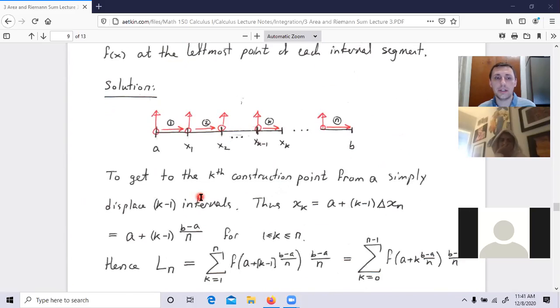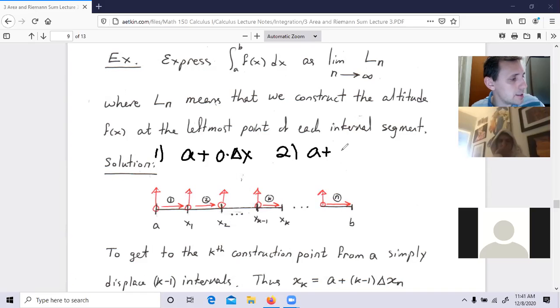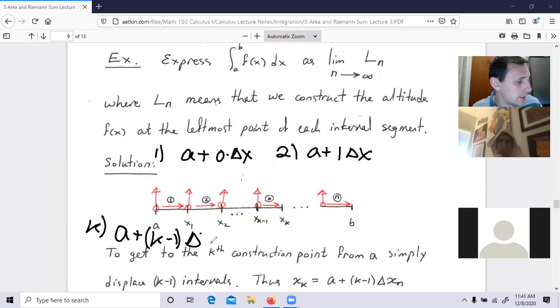I might do it one way or another. Here is one way to do it. It means I can say that the k-th interval, right? I might select the first interval, and I'm using A. So for the first interval, it's A plus zero times delta x. The second interval is A plus one times delta x. And so what is the k-th interval? It's A plus k minus one times delta x. You understand? You can do it like this. Notice it's always k minus one times the step. So you can do it like that.